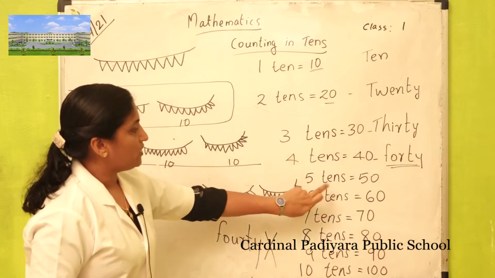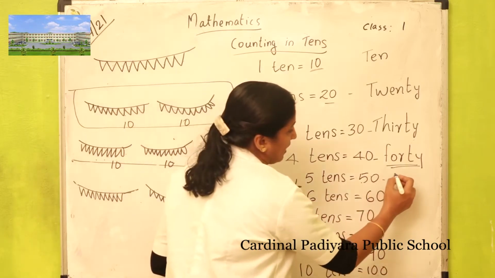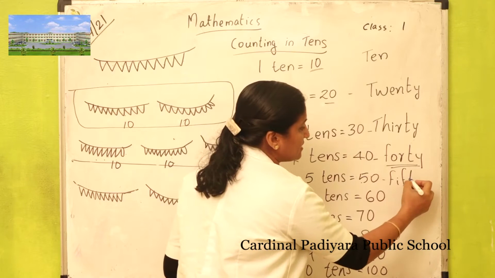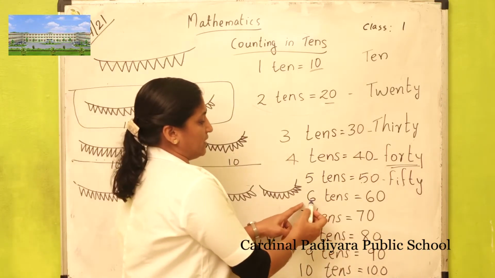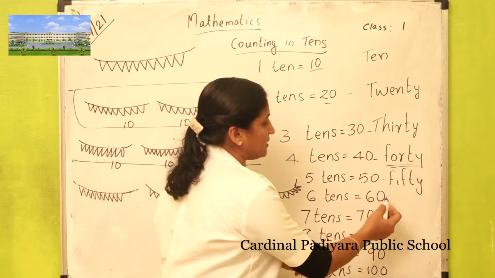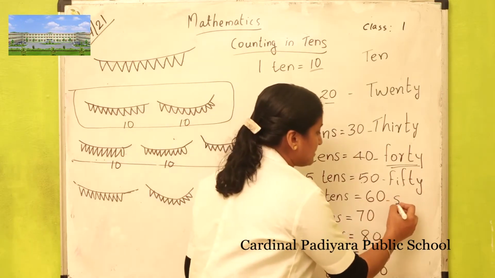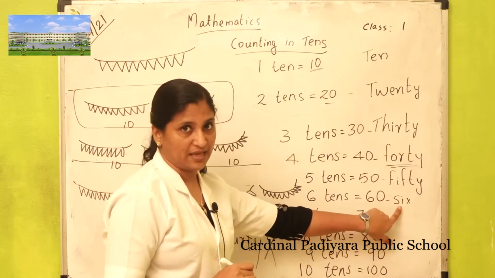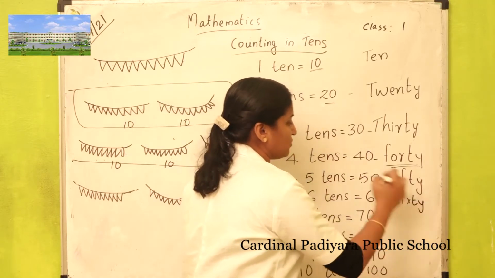Then 5 tens is 50. What is the number name of 50? F-I-F, fif, then T-Y. 50. Okay, then next one. 6 tens is 60. Number name of 60? S-I-X. 6. Number name of 6 is S-I-X, then T-Y, 60.